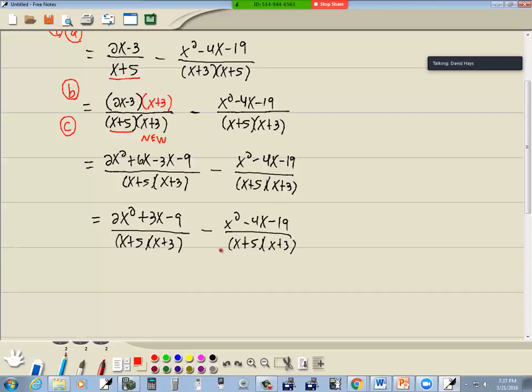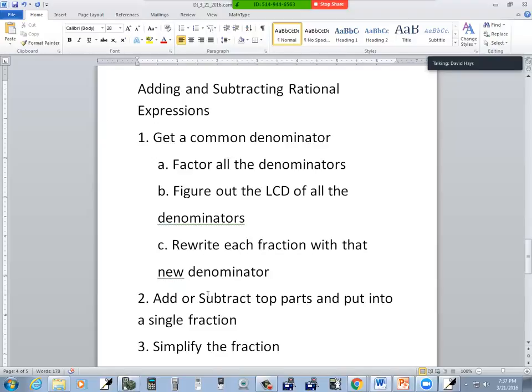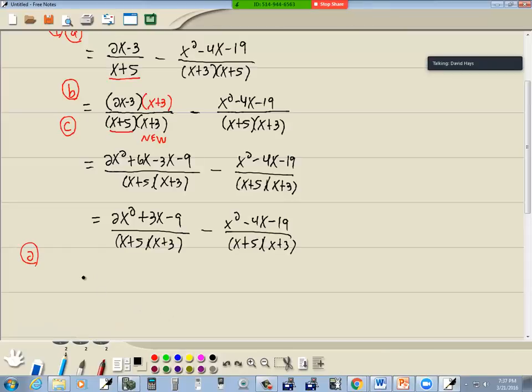Okay, so that was step 1. They got the same denominator now. Now step 2 says to add or subtract top parts and put it into a single fraction. So we're going to have 2x squared plus 3x minus 9. Now the minus has a special circumstance that goes with it. This will flip the sign of all the terms up on top of the second fraction.